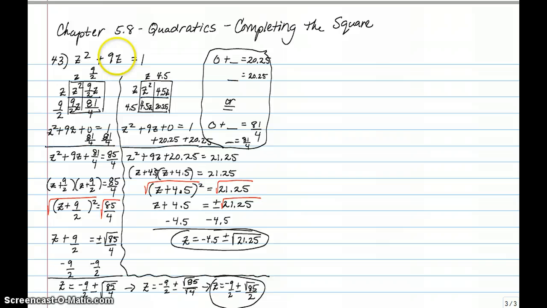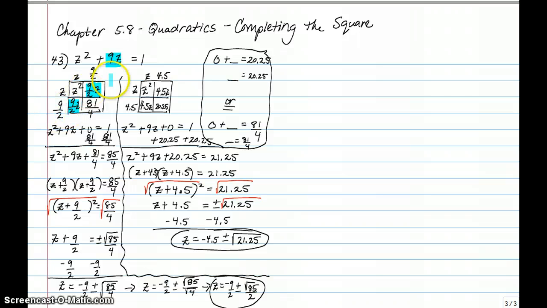So you take half of 9. Well, half of 9 is 9 halves. So just 9 divided by 2. So it's going to be 9 halves. Okay, so you have 9 halves here and 9 halves here because z times 9 halves is 9 halves z. And then 9 halves times z is 9 halves z. So 9 halves z and 9 halves z will give you your 9z, okay, because it's going to be 18 halves, which will be 9.